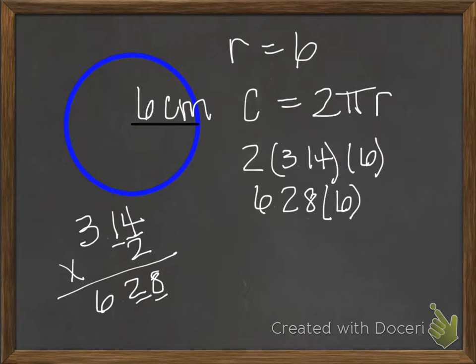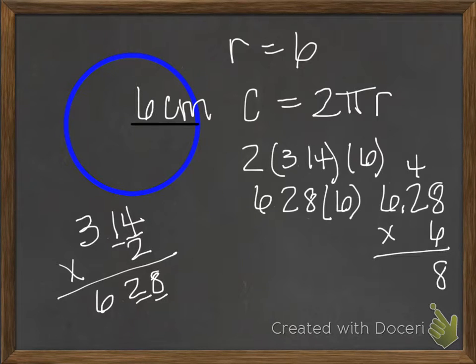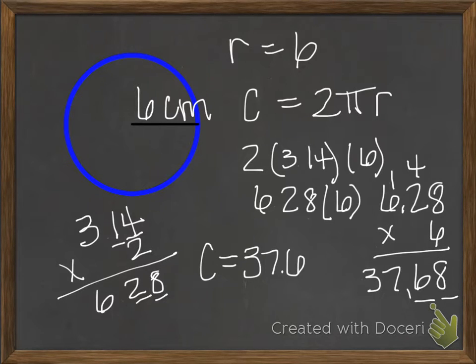So if we do that, 8 times 6 is 48, 6 times 2 is 12, 16, 36, 37, and move my decimal twice, which, I'm sorry guys, my pen's not writing as well, so that line is a decimal. But the circumference of this circle would be 37 and 68 hundredths.